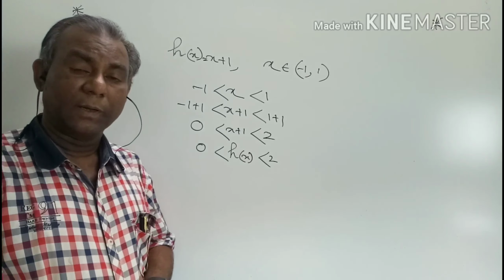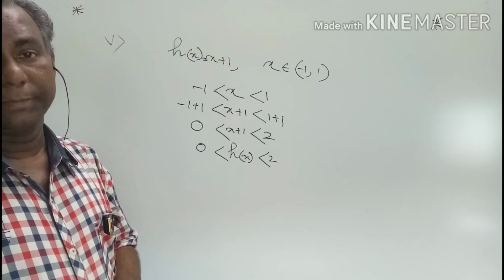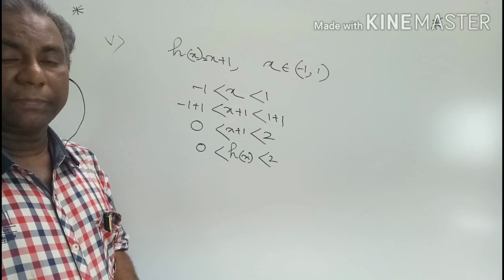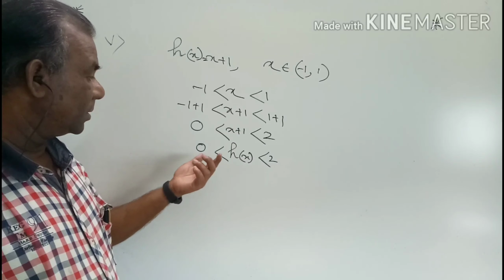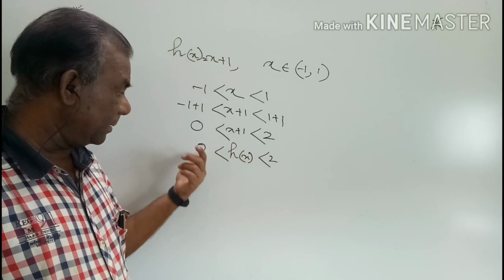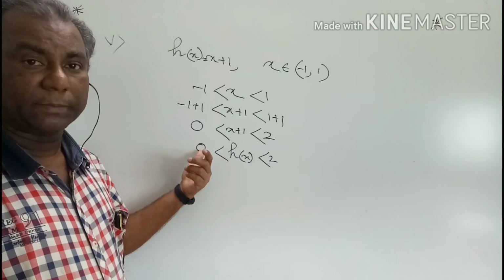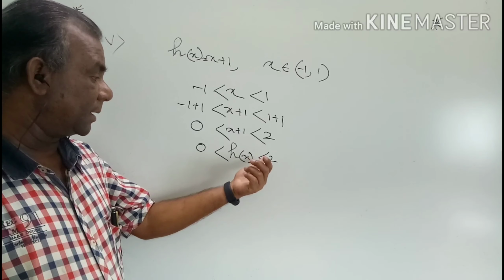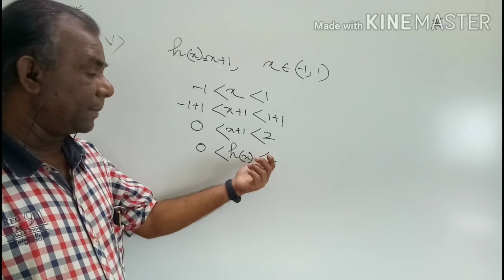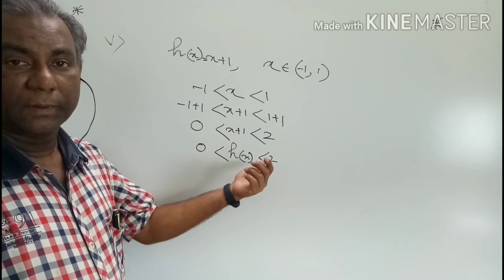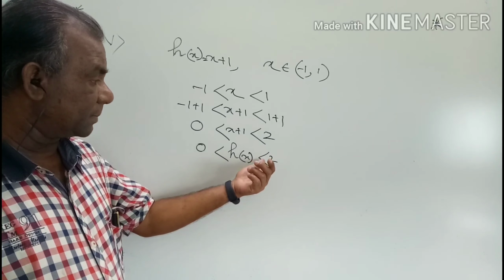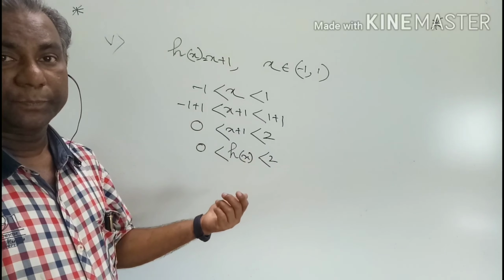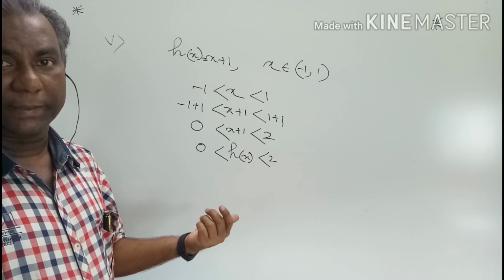Now, if I ask you about any number greater than 0, what are you going to say? Nothing. So many numbers are there. Infinite number of numbers are there. So, what is the minimum value? We cannot estimate. Neither can we say about the maximum value. Why? The maximum value is less than 2.